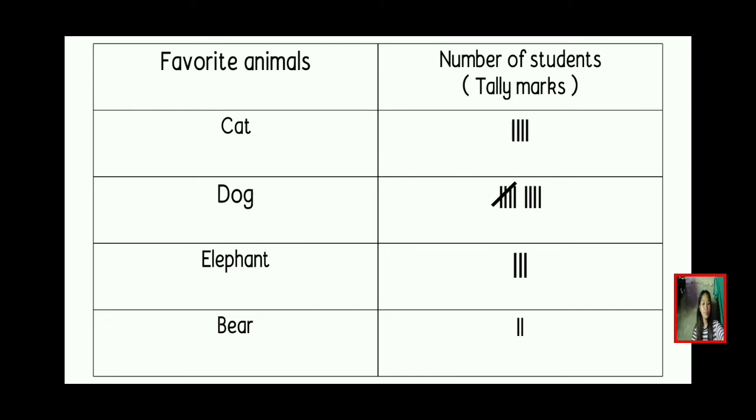Try to observe. After looking at the data in the tally table and comparing the tally marks in front of each animal, you can easily come to the conclusion that a dog is the most popular animal among my classmates. You can also tell from the tally table that a bear is the least favorite animal among my classmates since it has only 2 tally marks in front of it. Did you guys understand?